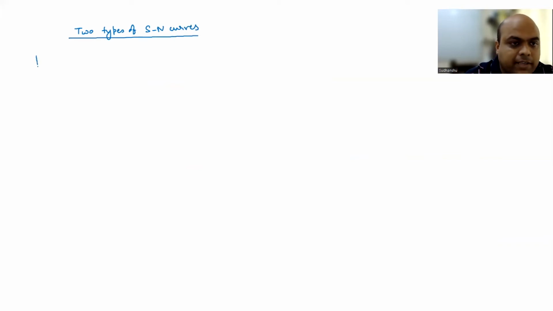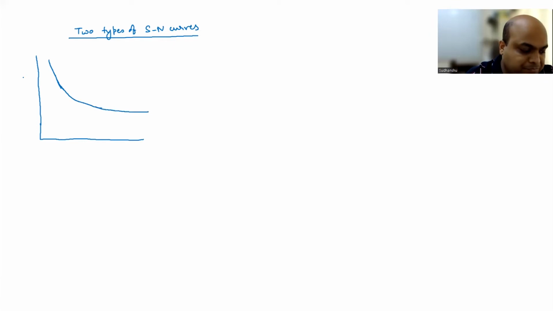So the first one is where after a certain amount of stress, your curve becomes almost flat. So now let me write down an F, where F denotes failure, so number of cycles to failure. Okay. So this is curve 1.